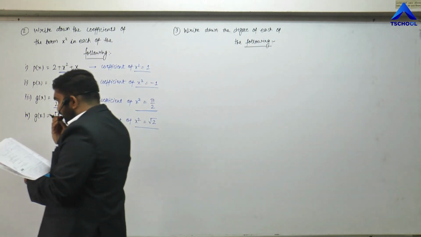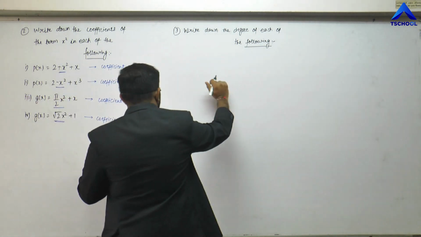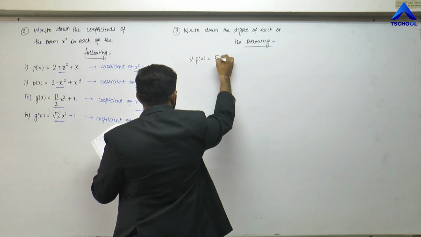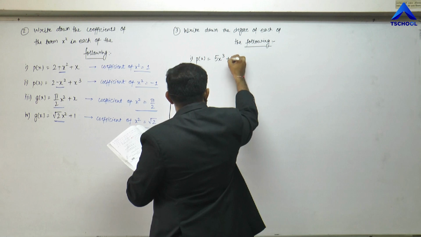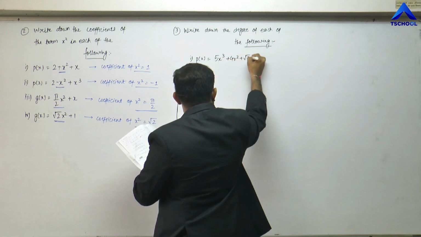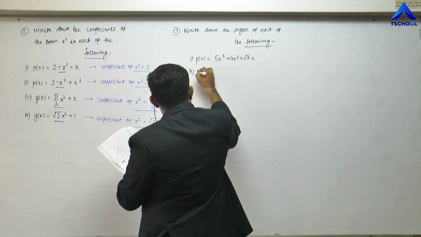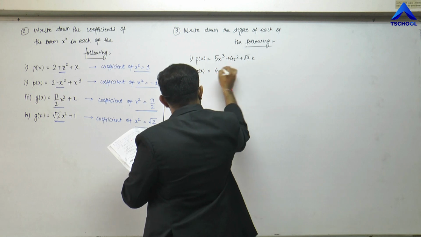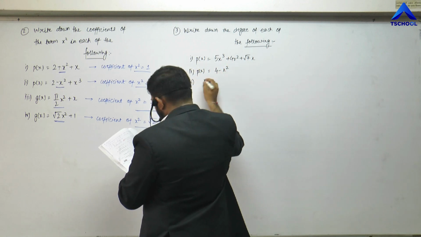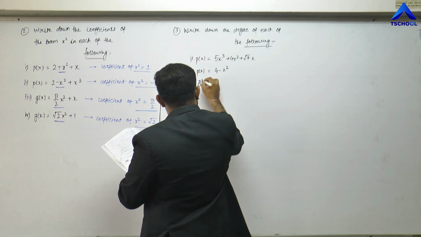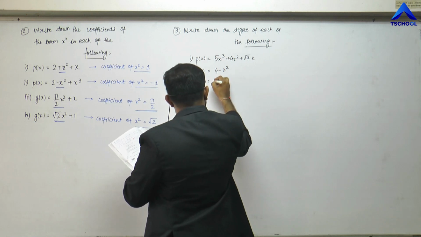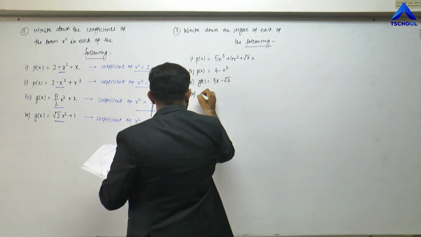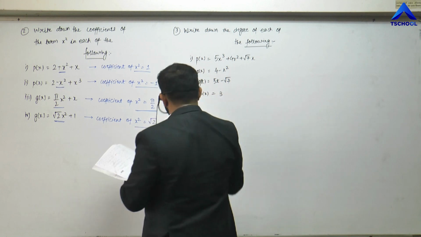Right, we need to write down the degree of each of the following. Let me write down the questions here. The first one is p of x is equal to 5x cube plus 4x square plus root 7x. The second one is p of x is equal to 4 minus x square. The third one is g of t is equal to 5t minus root 7, and the fourth one is p of x is equal to 3.